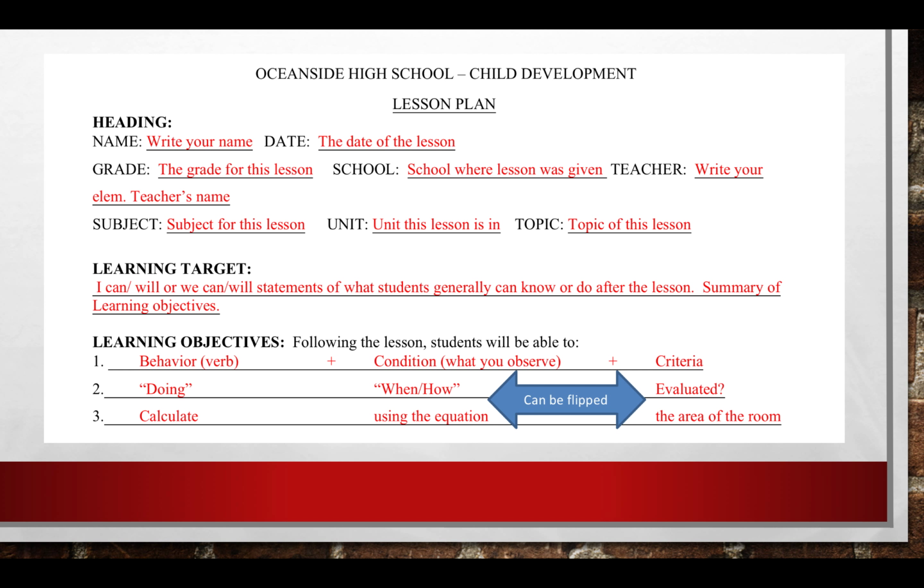Here's what we've covered so far: the heading, the learning target, and the learning objectives. If you weren't here on Monday, please make sure you pause here and take these notes in the lesson template that I've attached to the Edmodo post. It's important that you have these notes for the upcoming lessons in which we'll be covering the rest of the material that's on the lesson plan.